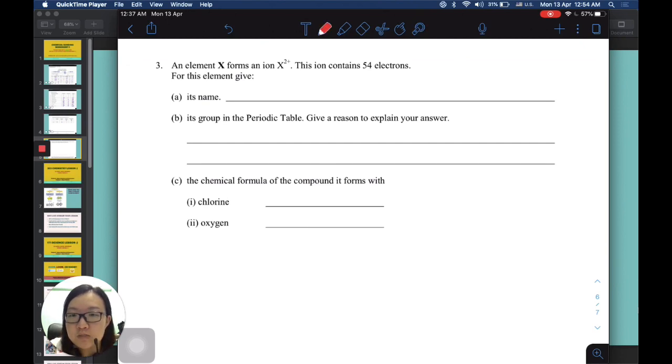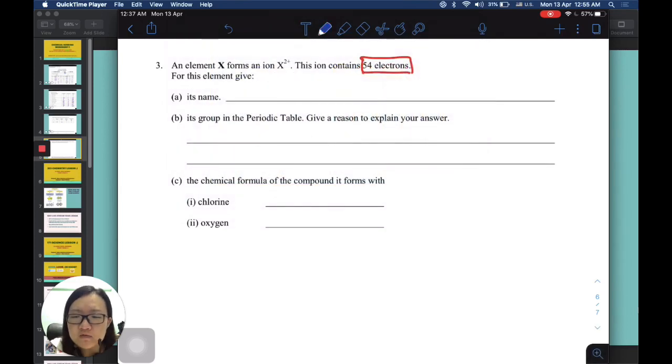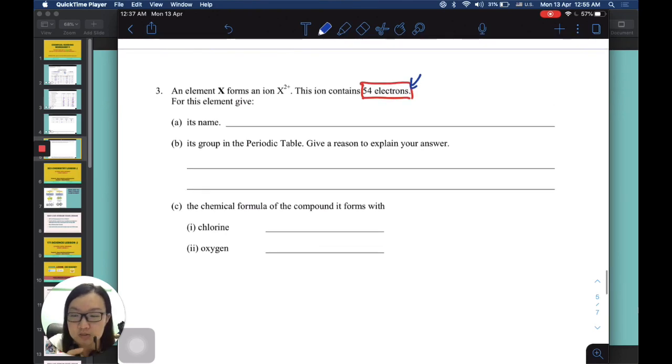Okay, then question 3, last question. You have an element X that forms an ion X2+. They tell you that this ion contains 54 electrons. For this element, you need to give part A its name. So before you can even figure out what name this element is, you need to know what this element is, right?